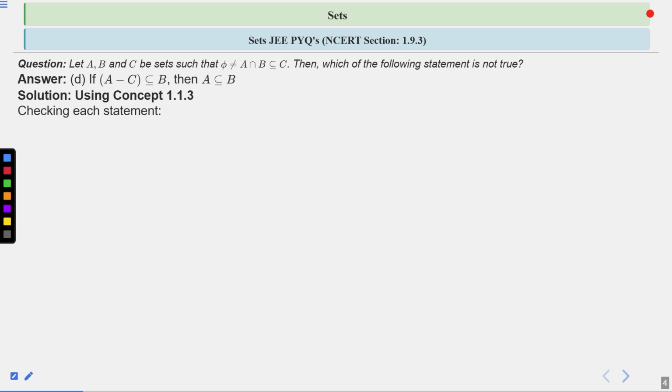So we are going to check every statement. First says that the intersection of B and C is not empty. According to the condition, A intersection B is a non-empty set. This gives me that there exists an element which belongs to both sets A as well as B. So we are having x such that x belongs to A intersection B. And because A intersection B is a subset of C, x also belongs to C. So x belongs to A and x belongs to B, and also x belongs to C. Clear?